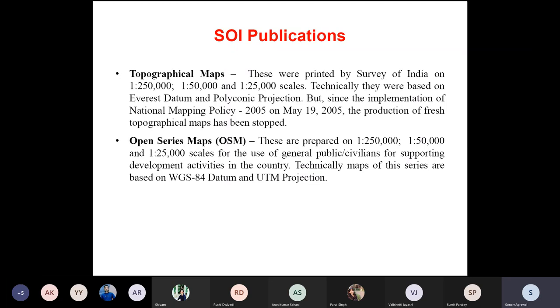And how is it different from the topographic map? You can see the difference in the datum. Initially, it was Everest datum. Nowadays, WGS 84 datum is used. The projection system earlier was polyconic projection. Nowadays, it is UTM projection. So basically, there is a shift towards global standards. That's why this datum and this projection system have been taken.